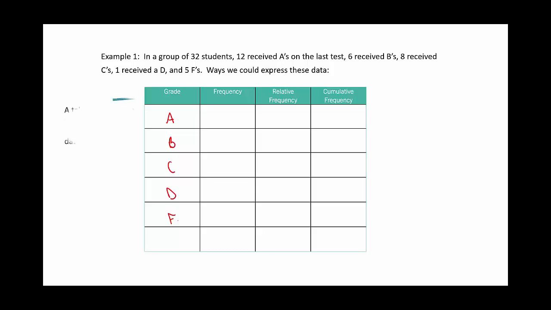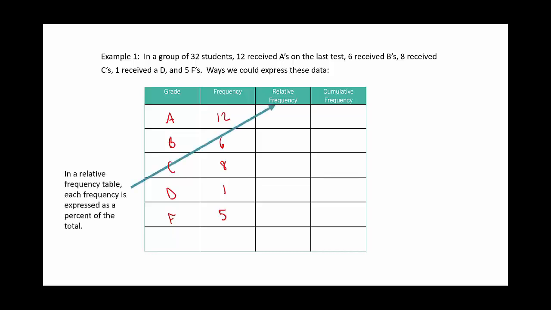Okay, now for the frequency, remember what the frequency is? That's the column that's going to show the number of times that each data value appears. Sometimes we're given the raw data where you're given the grades, like a 90, an 85, a 73, a 62, a 99, a 99, and we might have to tally it first, but luckily we're just given the actual numbers. We don't have to tally it. It's already done for us. So we're going to put 12 A's, 6 B's, 8 C's, 1 D, and 5 F's.